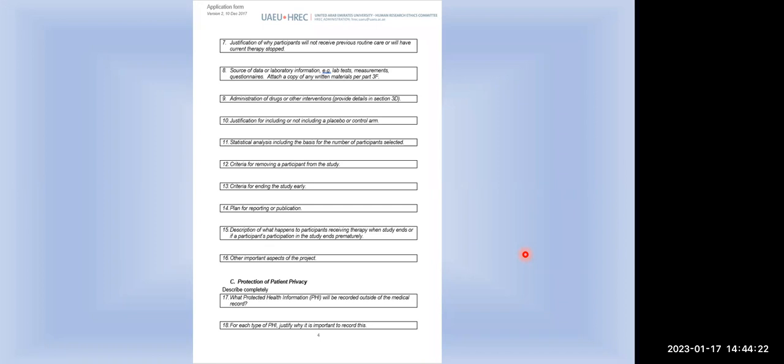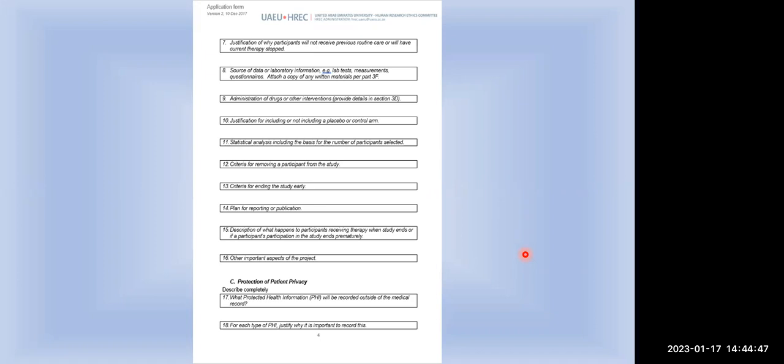This is, for example, if you are dealing with a clinical trial, and statistical analysis, criteria for removing participants. If you want to remove participants, what are the criteria to remove them? Also, planning for reporting or publication, and a description of what happens to the participants receiving therapy, and so on.